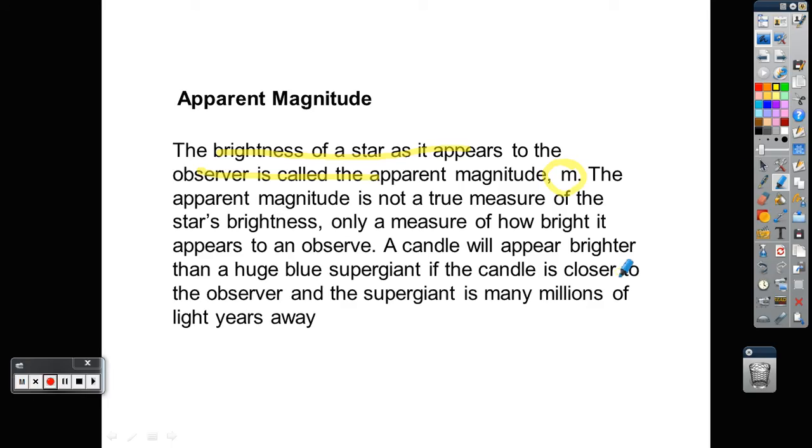And we always use the idea that if we have a candle very close to our face, it will appear extraordinarily bright.